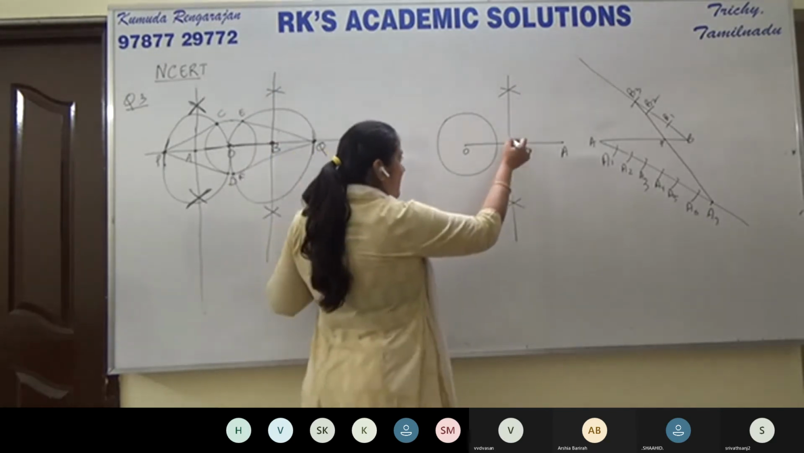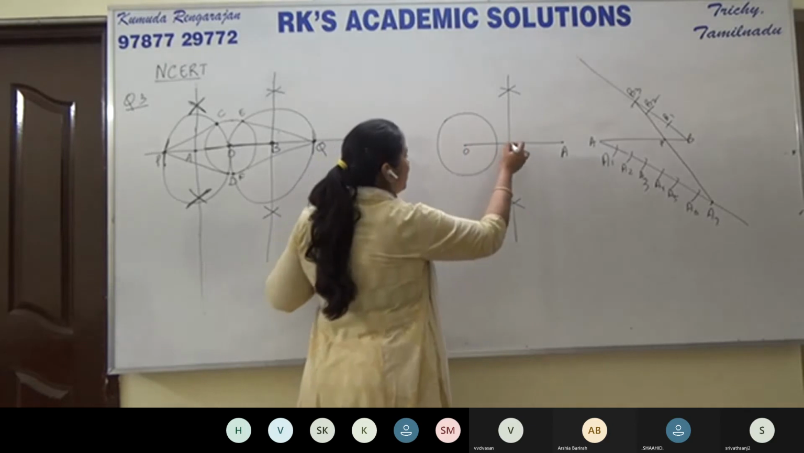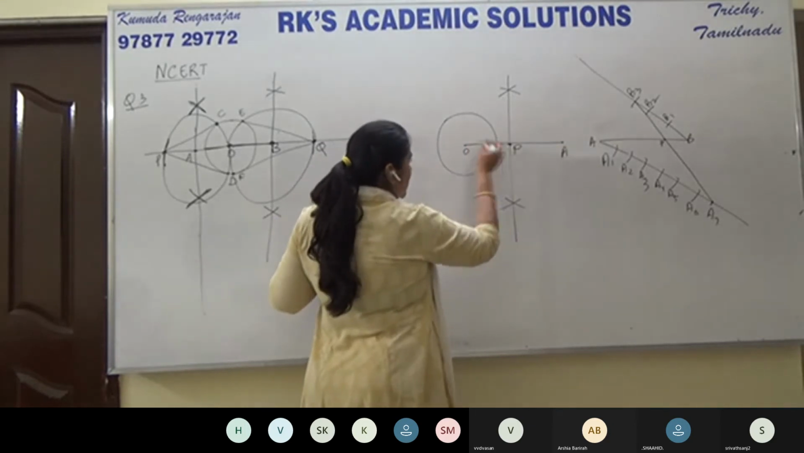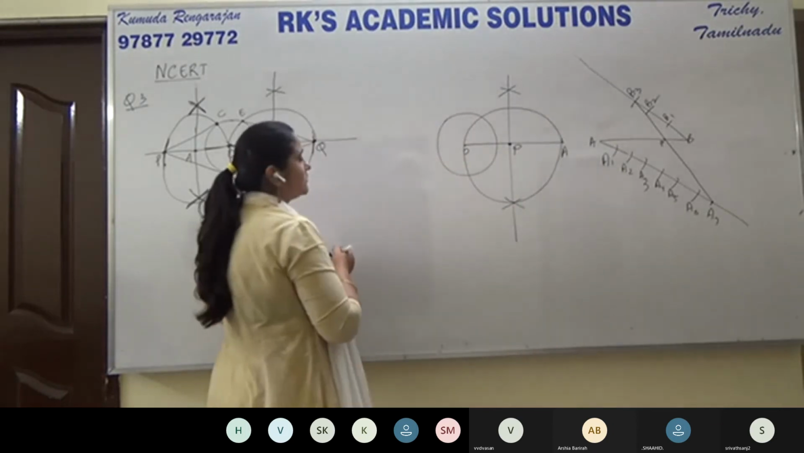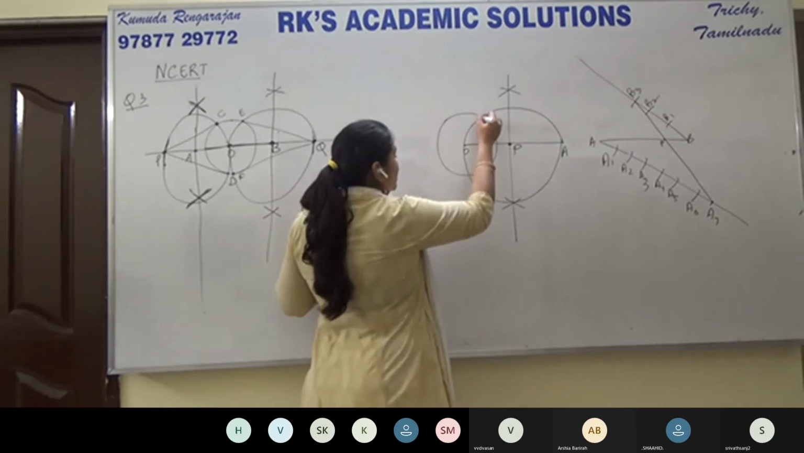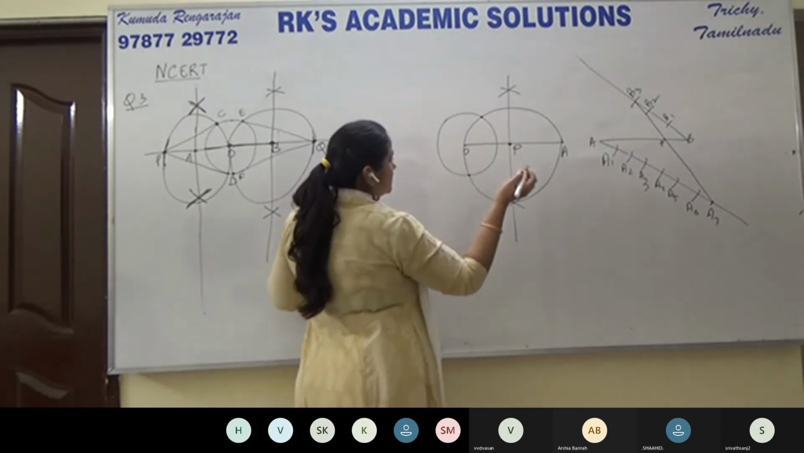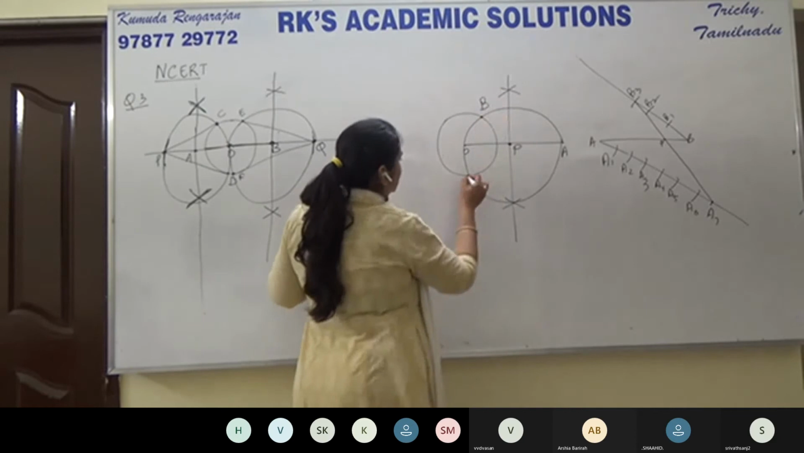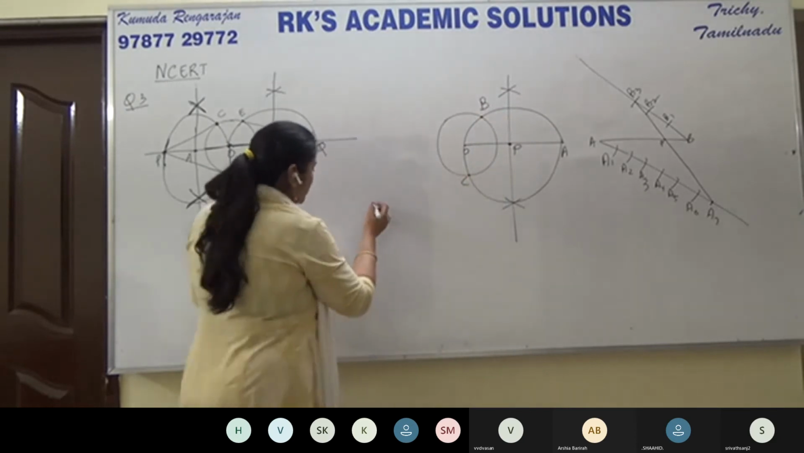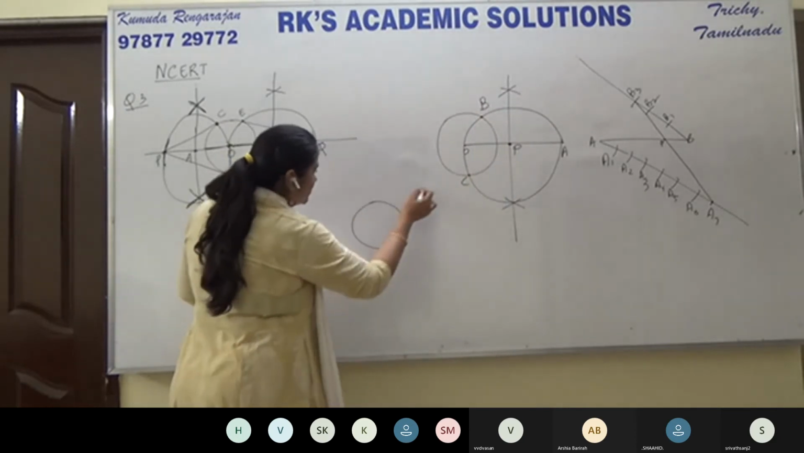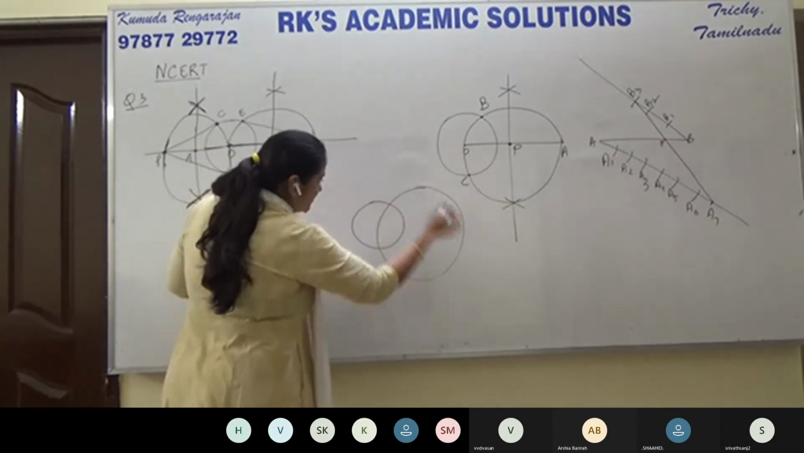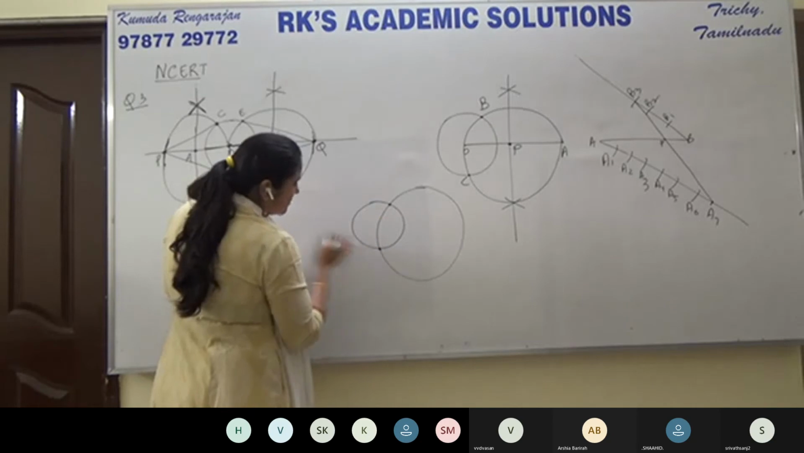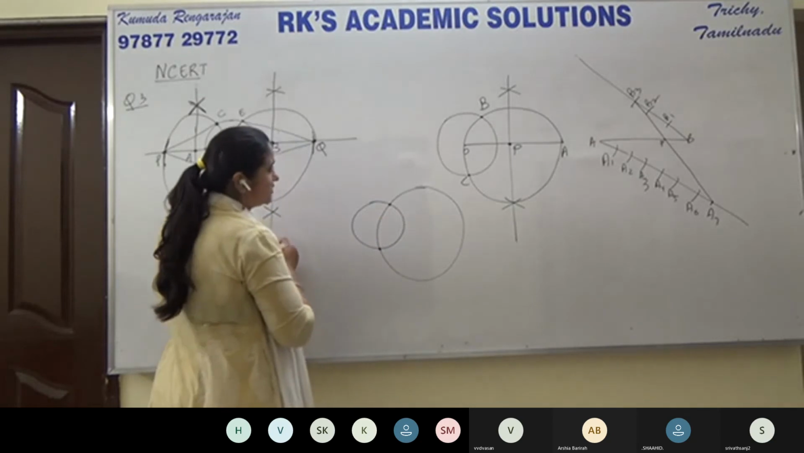Now with P as center and PO or PA as radius, draw a circle. The circle will pass through these 2 points. Now this new circle intersects the given circle at these 2 points. We'll call them B and C. This is the original circle and this is the new circle. They are intersecting circles, and these are the 2 points of intersection.